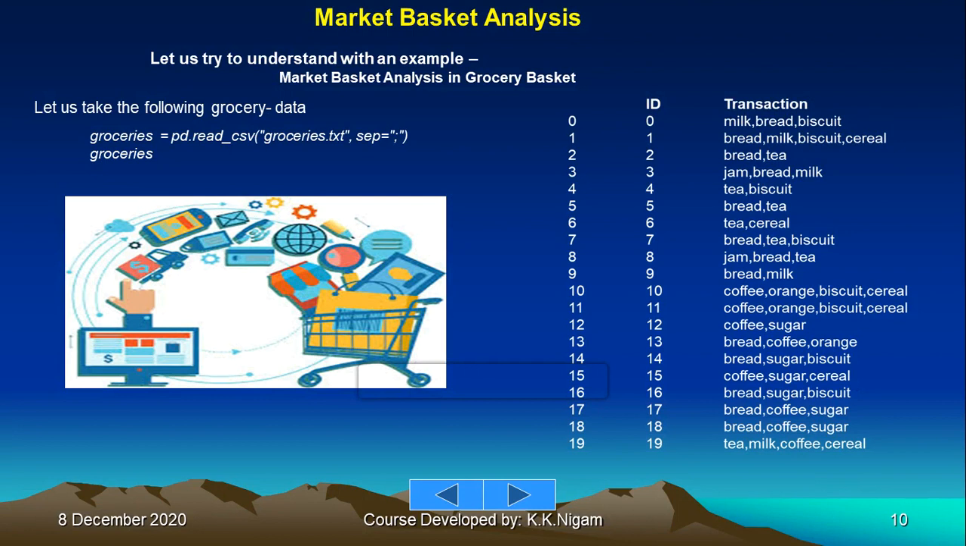Now let us try and understand with an example like market basket analysis in a grocery market. So you can see, these are the items of the grocery that one purchases normally, and let's take the following grocery data. So groceries is equal to, this is the data, groceries.txt is the name of the data set, separated with semicolon, and because it is a pandas, you are reading it as a CSV file. So when you print it, you will see that these kinds of data will be appearing on your screen.